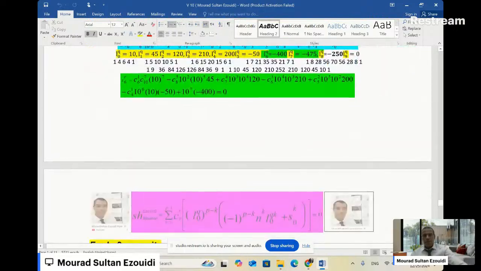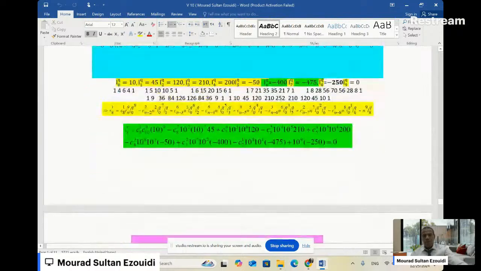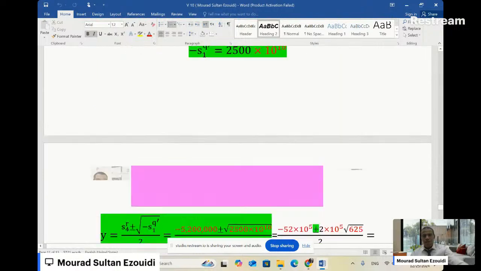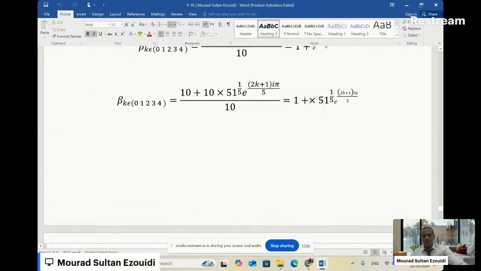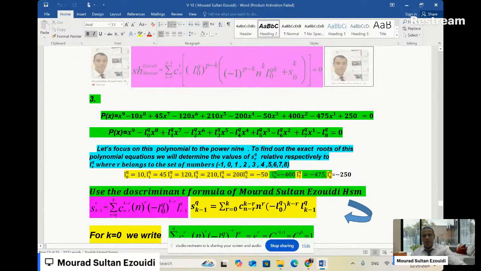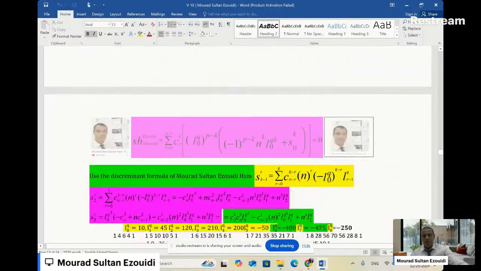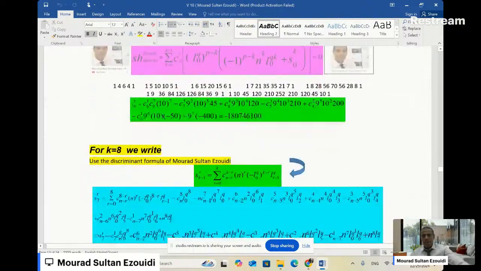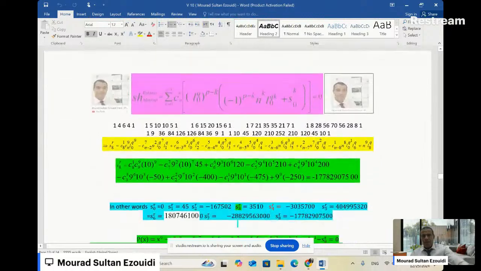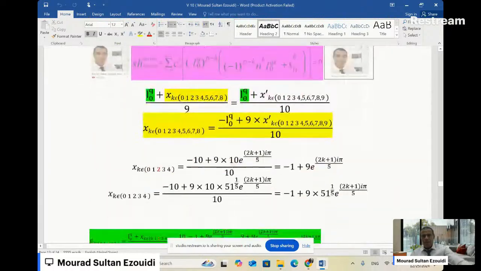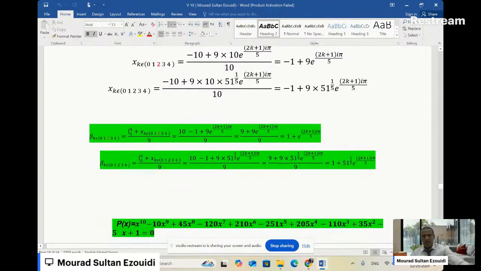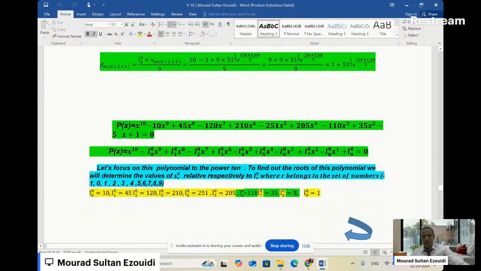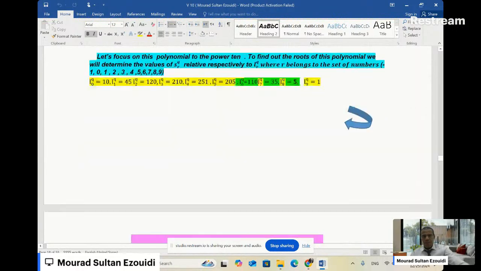So prepare yourself, my kids and my professors and colleagues and mathematical teachers and learners, to start working out the exact roots of this polynomial to the power 10. Let's start. I'll go to the fourth or fifth example. Plus one, we did this yesterday.